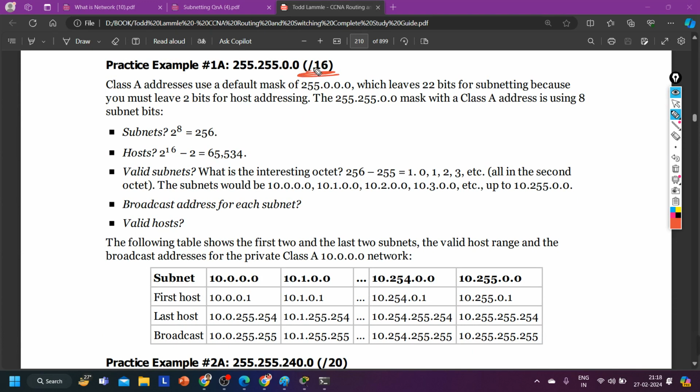/16. How many bits have I borrowed? 8 bits. 16 bits, that's 16. So it is talking about class A. By default 8 network bits are there and I have used 16. That means I have borrowed the rest, 8.